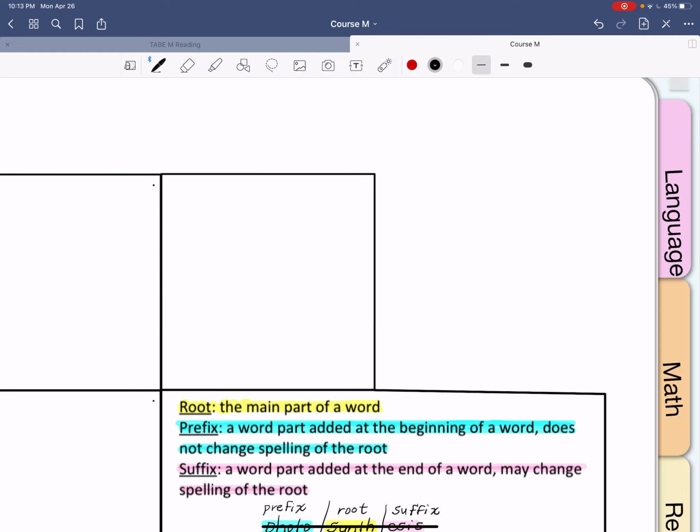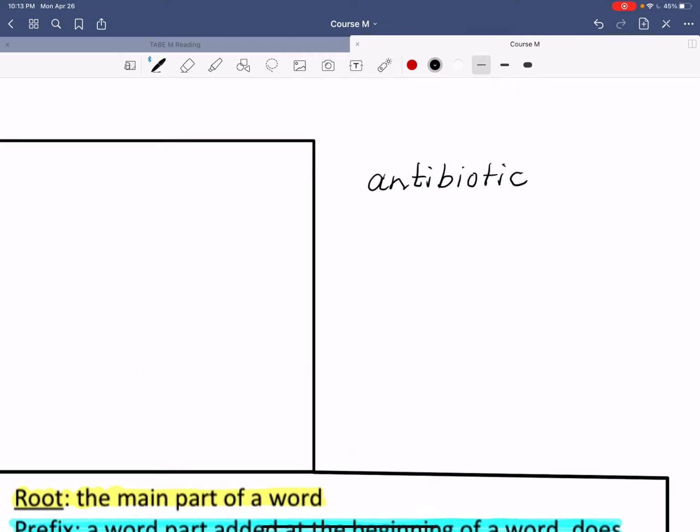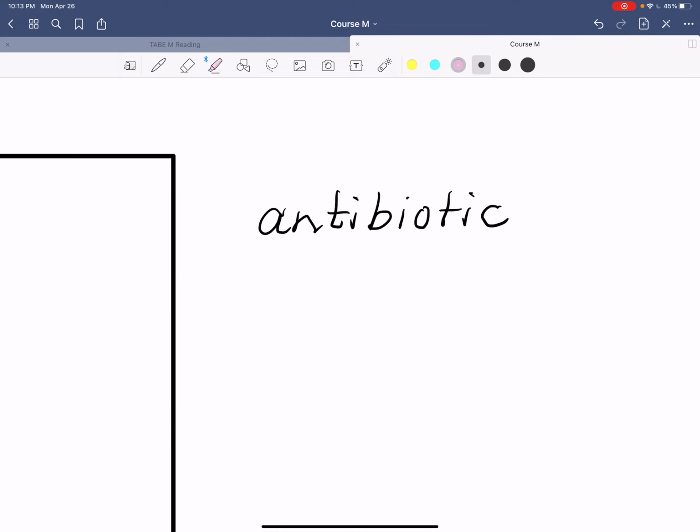Let's do antibiotic. Antibiotic. I always learned to look for my root first. And there's bio, which means life. Anti is your prefix. And anti means against, going against.